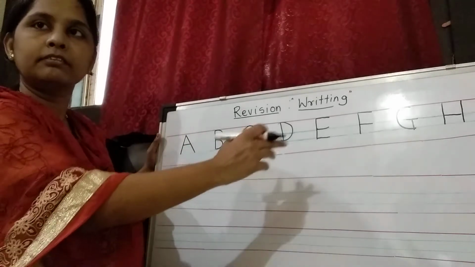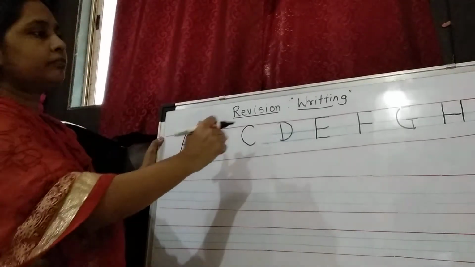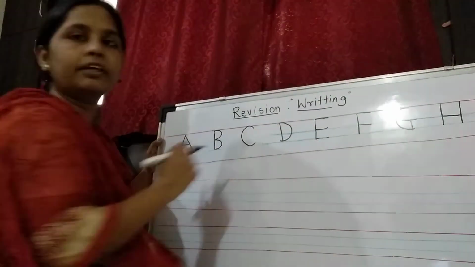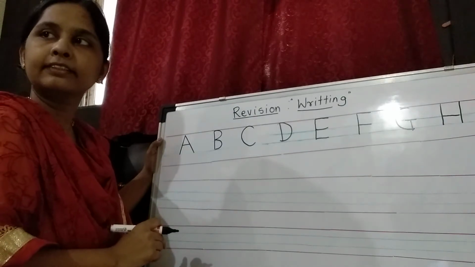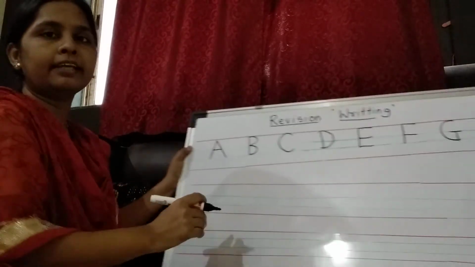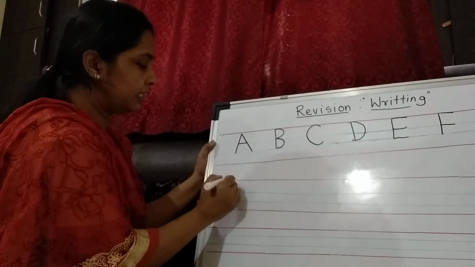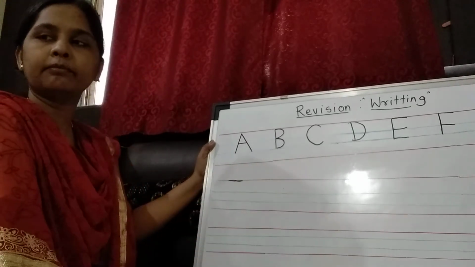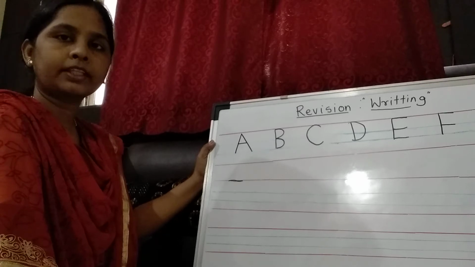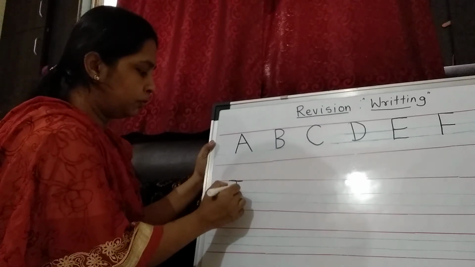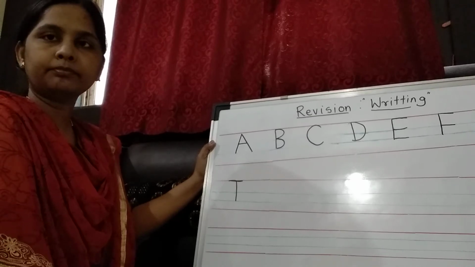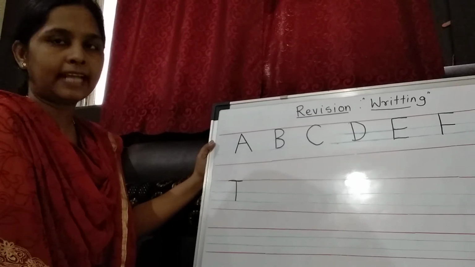Easy, done? Yes. Okay. So A, B, C, D, E, F, G, H, I. After I, next letter is? J. So we have to give a sleeping line on a red line. Then red to blue, standing line.